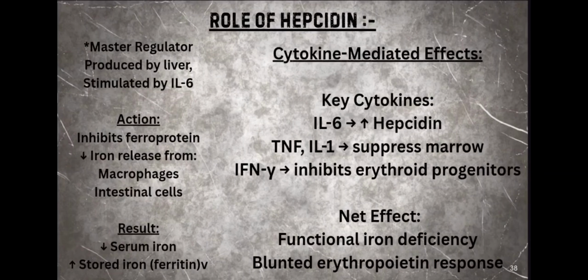Role of hepcidin. It is a master regulator produced by the liver, stimulated by interleukin 6. Action: it inhibits ferroportin, which leads to decreased iron release from macrophages and intestinal cells, which results in decreased serum iron and increased stored iron. Cytokine-mediated effects: interleukin 6 leads to an increase of hepcidin, TNF and interleukin 1 suppress the marrow, and interferon gamma inhibits the erythroid progenitors. Net effect: functional iron deficiency and blunted erythropoietin response.